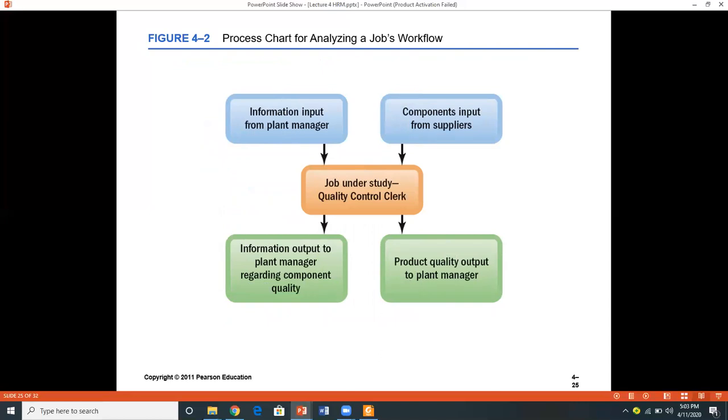And a process chart for analyzing a job. Information input from the plant manager and components input from the supplier. Job under study: quality control clerk. Then information output to the plant manager regarding component quality and product quality.